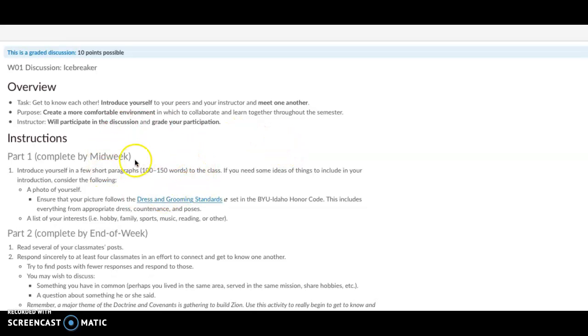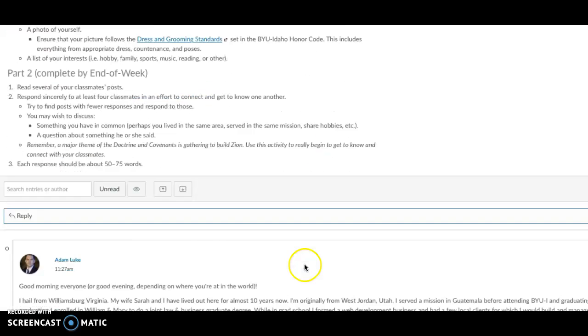But please go ahead and introduce yourself. A few short paragraphs is all you'll need. Please consider including a photo of yourself that meets dress and grooming standards. And then by the end of the week, go ahead and respond to a few of your classmates' posts.